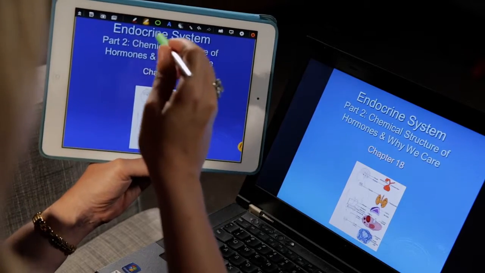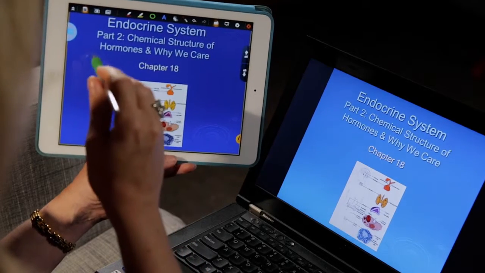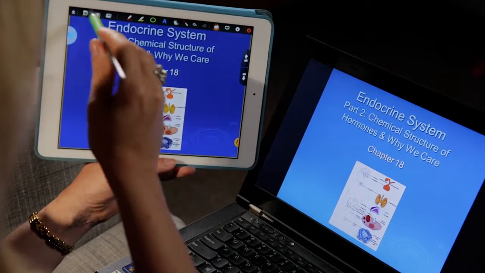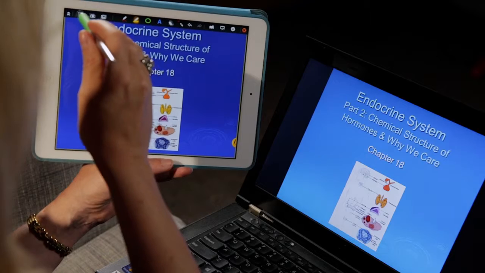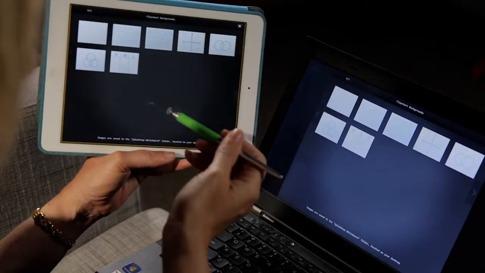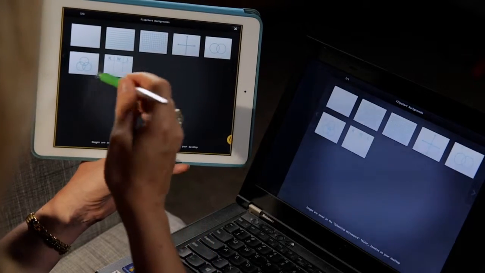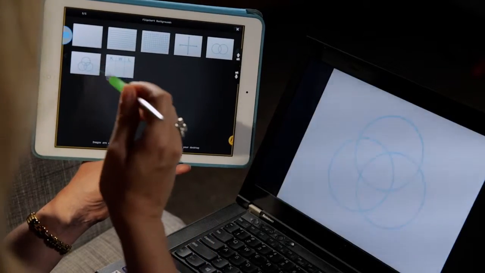There's also ways, which I don't use as much as I probably should, to do paper. Hopefully I can get this to work. So I can pick which type of paper I want to use. Just say I want to draw a Venn diagram for some reason.